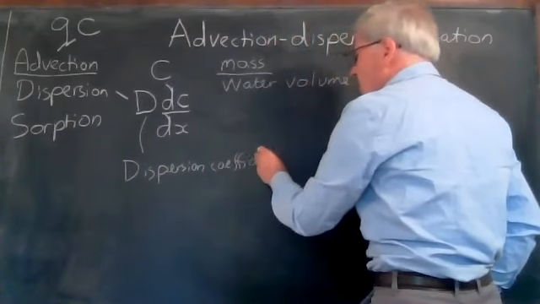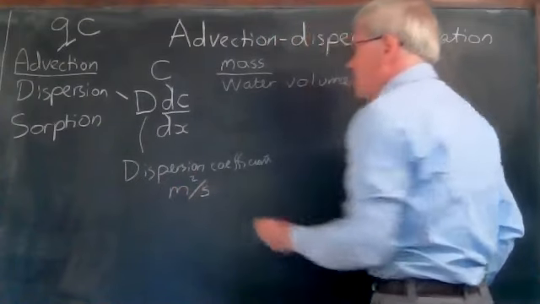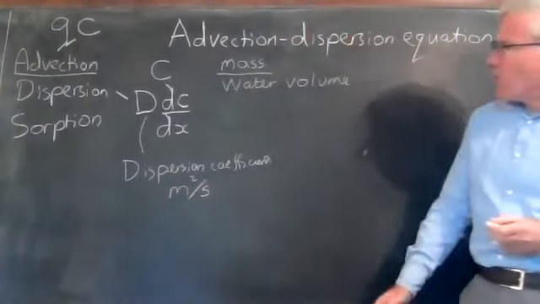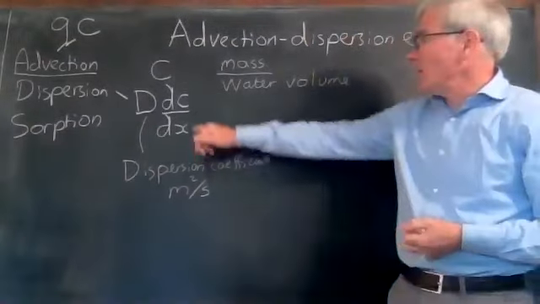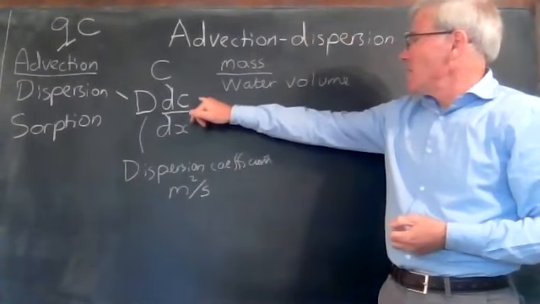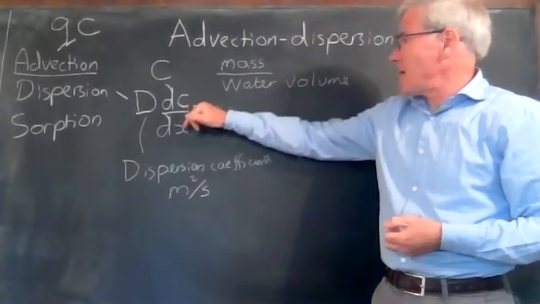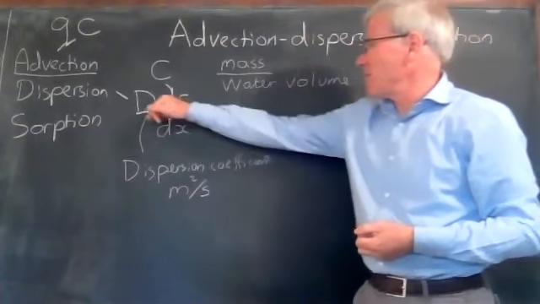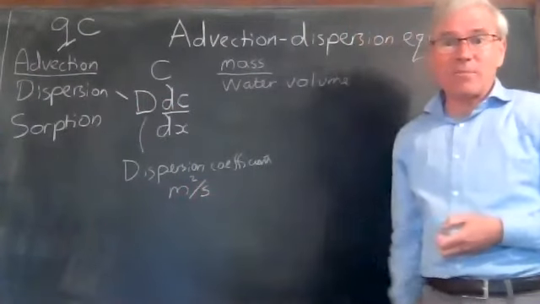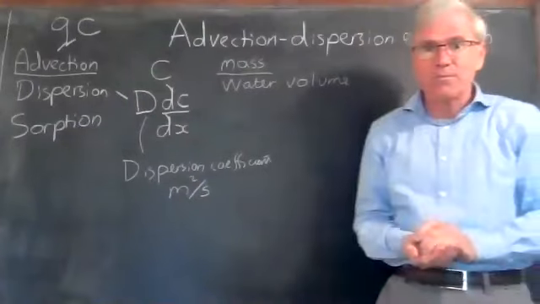The units of D are a length squared per unit time, meters squared per second. The reason is that the flux is a mass per unit area per unit time. C is a mass per volume, and dC/dx is now a mass per volume times distance. So to make it an area, you need a square meter there, and you need to divide by time. So the units are right, and this is your dispersion coefficient.